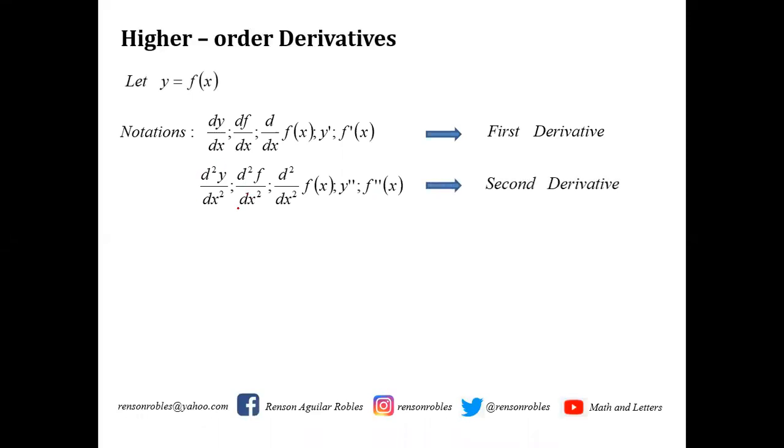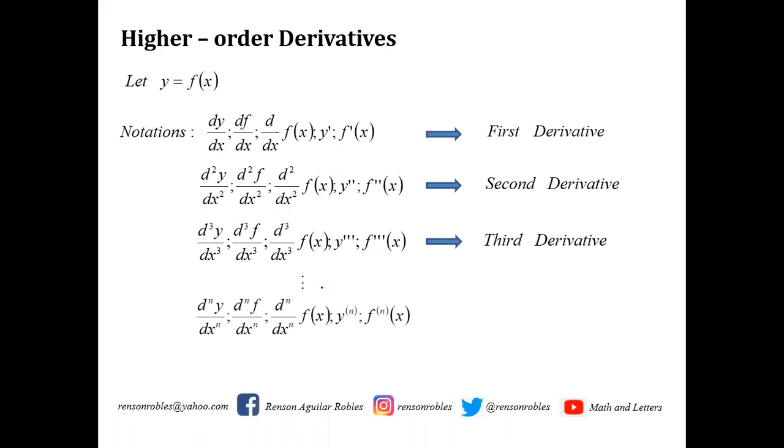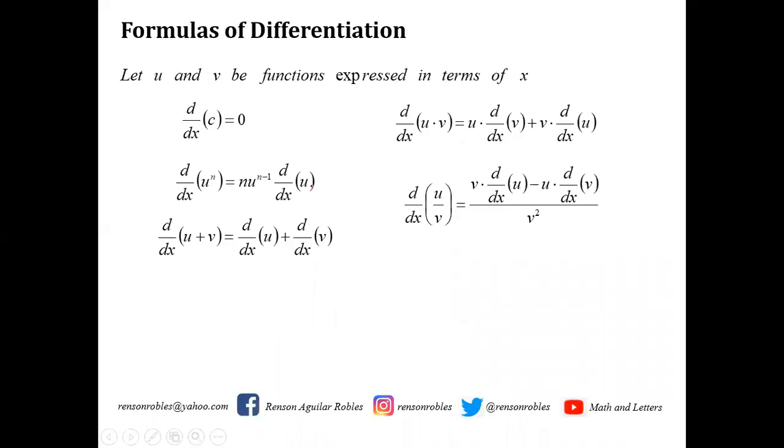And differentiating the second derivative will give us the third derivative, and that is denoted by this expression. And then finally, as we go along, the nth order derivative can be denoted by the nth derivative of y in terms of x, d to the n f over dx to the n. This is read as the nth derivative of y in terms of x, and also the nth derivative of f in terms of x. And to execute this higher order derivative, we can still use the basic and fundamental differentiation formulas: the derivative of a constant, derivative of a power, derivative of a sum, derivative of a product, and derivative of a quotient.